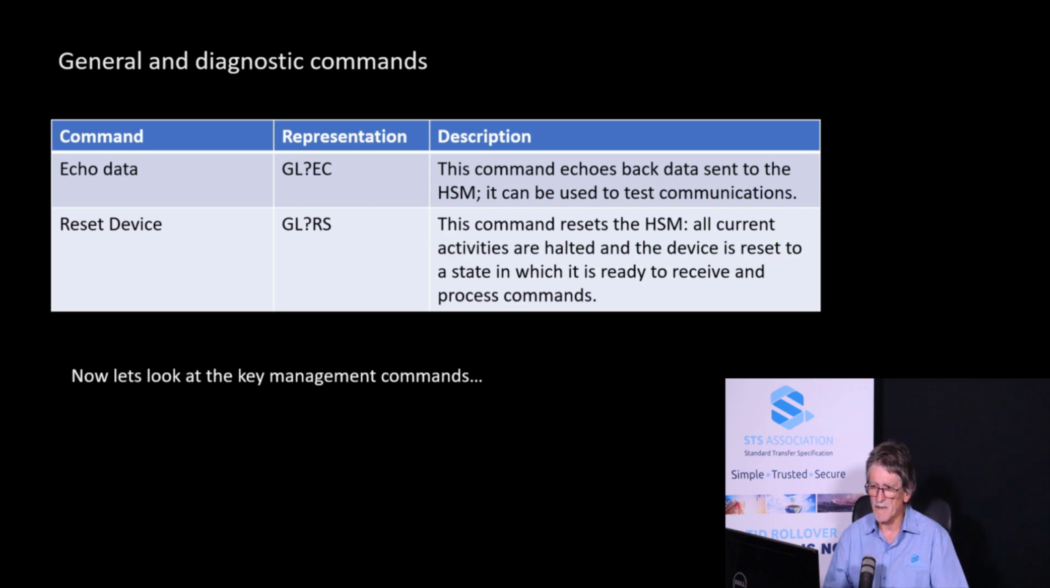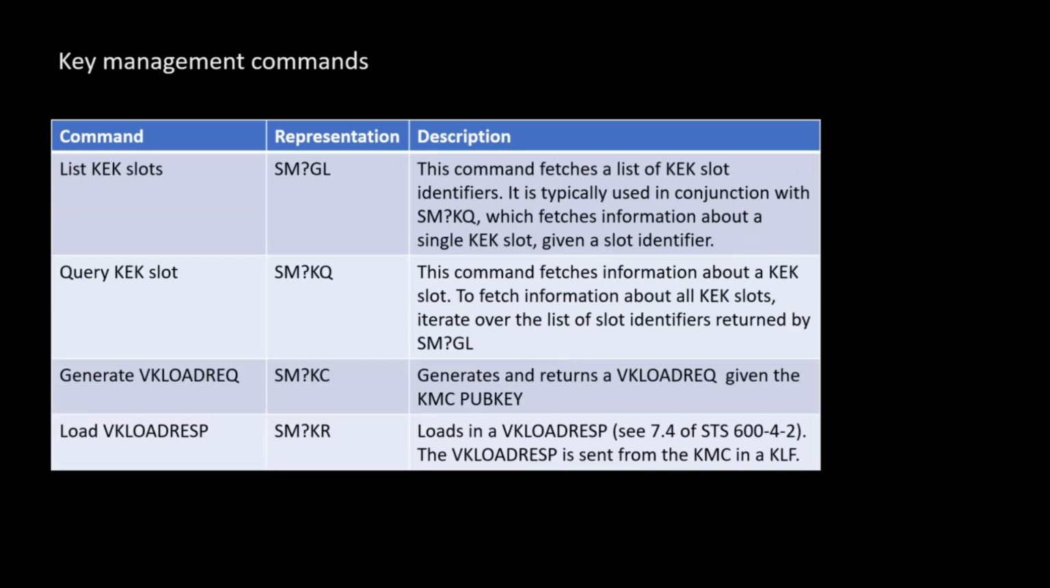Now let's look at the key management commands. List the KEX slots, SMGL. This fetches a list of KEX slot identifiers. It is typically used in conjunction with the SMKQ, which fetches information about a single KEX slot given the slot identifier. You can query the KEX slot, which fetches information about a KEX slot. To fetch information about all KEX slots, iterate over the list of slot identifiers returned by the SMGL.